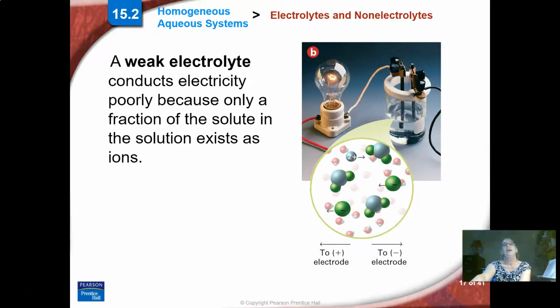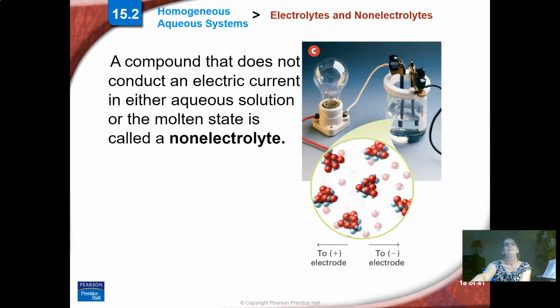A weak electrolyte only lets some electricity go through. So the molecules don't totally break apart. There's not very much negative and positive charge in there. So those are weak electrolytes. And things that do not dissolve and form ions are non-electrolytes.